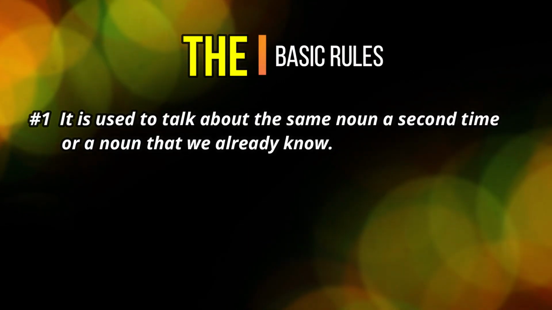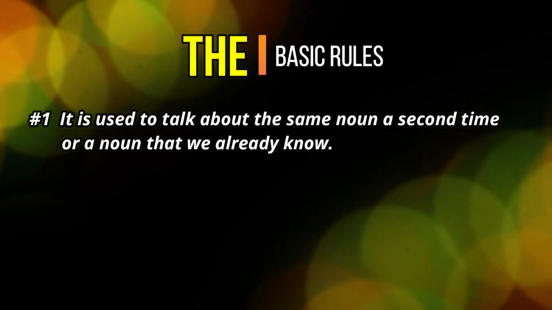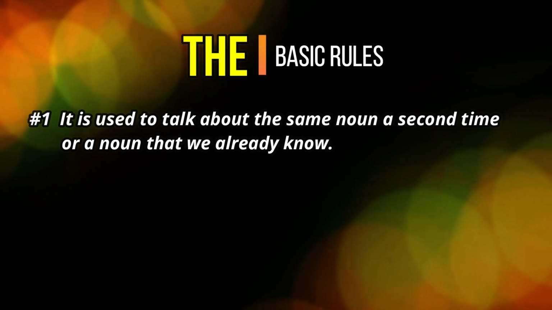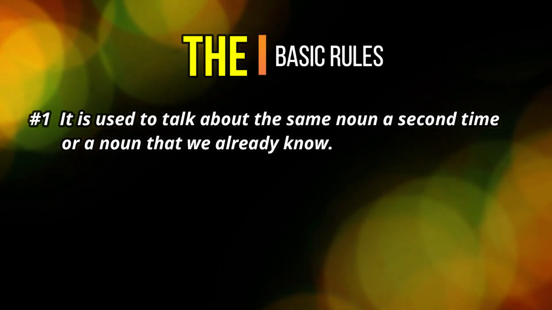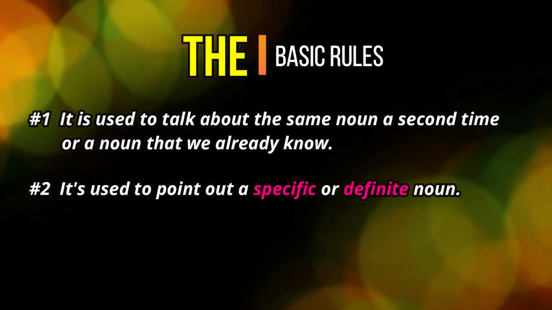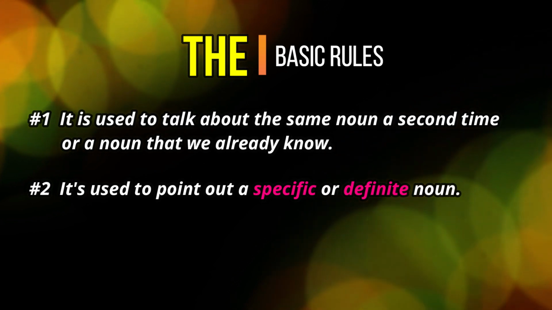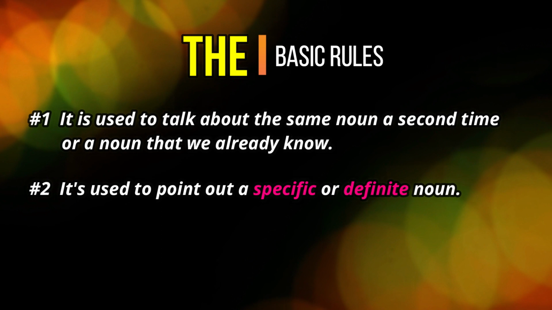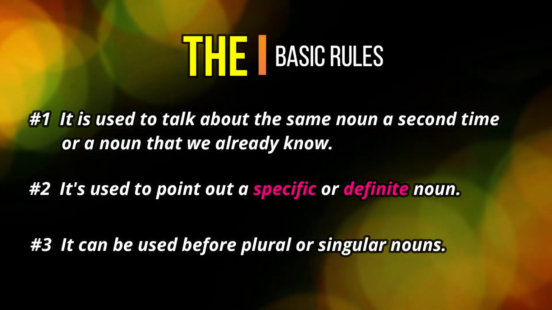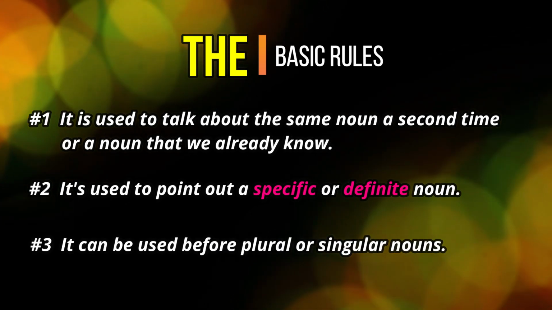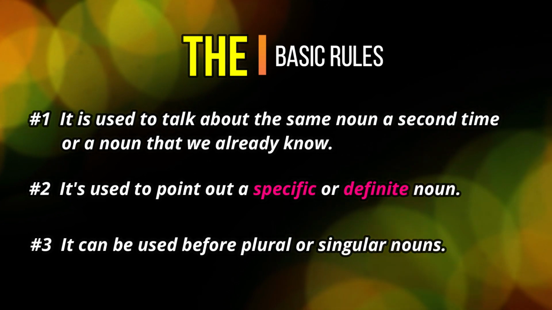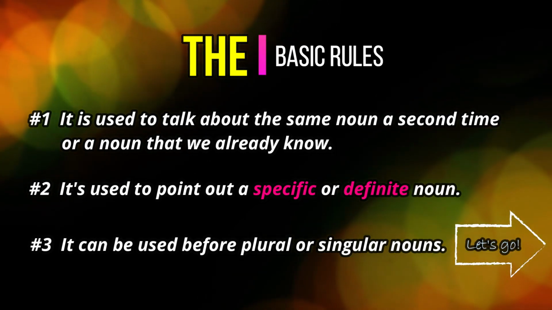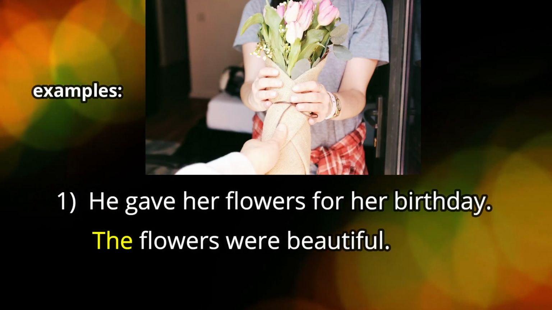Number 1, it is used to talk about the same noun a second time, or a noun that we already know. Number 2, it's used to point out a specific or a definite noun. And number 3, it can be used before plural or singular nouns, which we will take a look at right now.